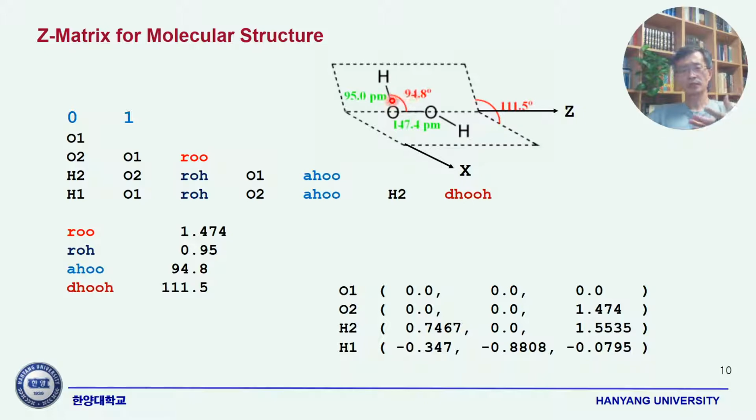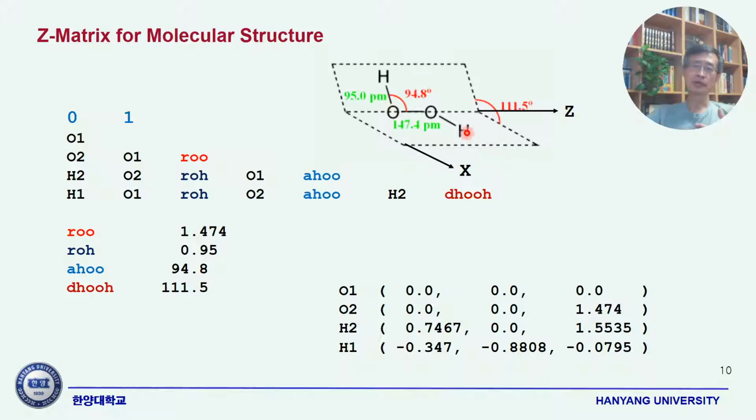So basically what it tells you is that the H1 to O1 distance is ROH, in this case 95 picometer, and it makes an angle to O1 of 94.8 degrees, and then a dihedral. Why we call it dihedral is that it is the angle between planes: the HOO plane and the OOH2 plane. So that is the angle between these two planes.